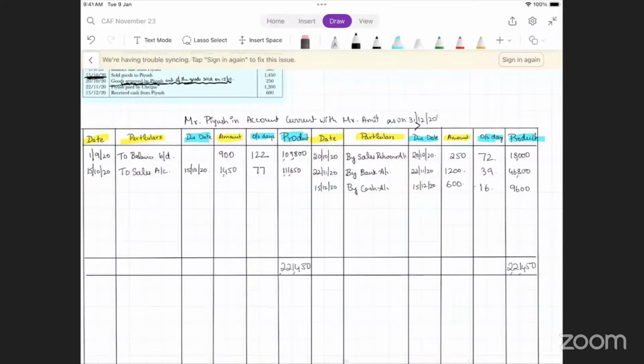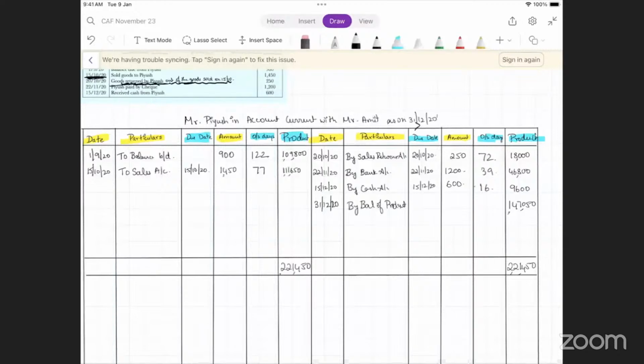And the difference is 147.50. We write it as balance of product. This is on the account current date, which is 31/12/20. You get this amount.